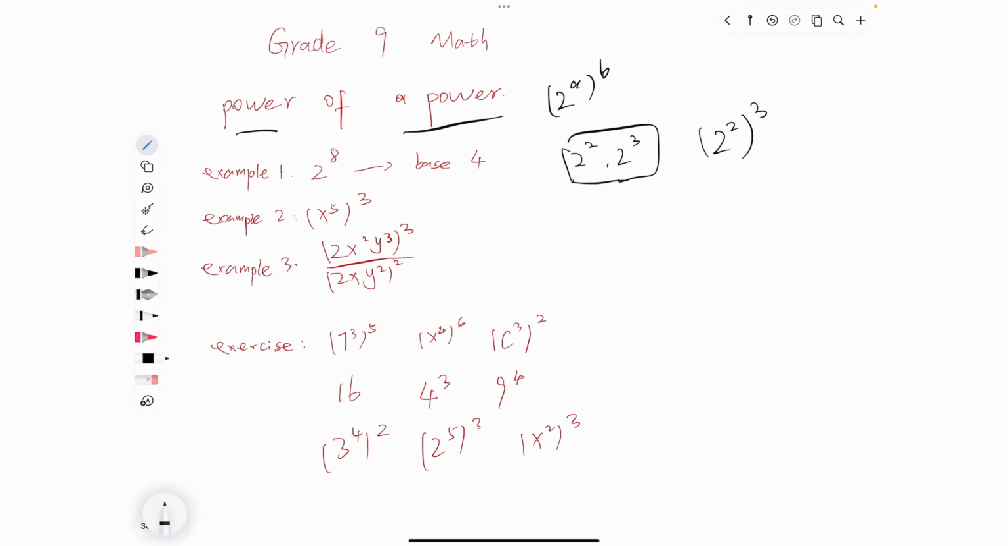The general formula for this operation is a to the power m, and then to the power n, and we have a to the power m times n.